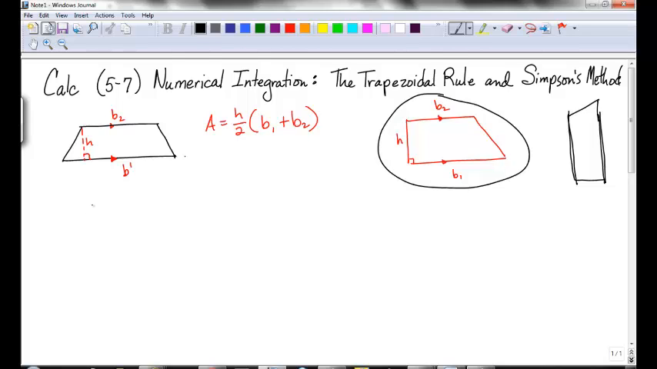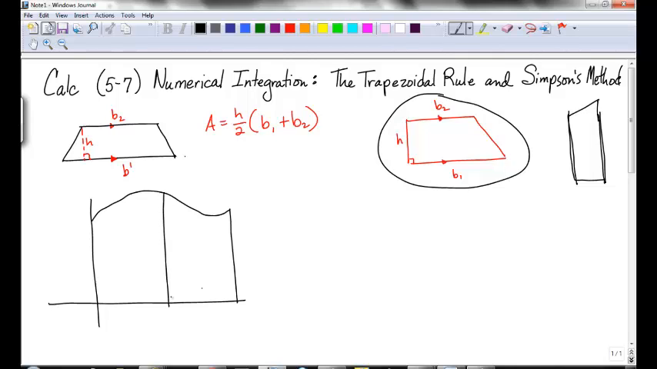So an example. Let me draw a sketch here, and I'm going to give you a curve, something like that. Drop a perpendicular down, and the easiest way to divide this into 4 slices is to estimate half of that, drop a perpendicular, cut that one in half, cut that one in half, and cut that one in half. So you've got 4 slices.